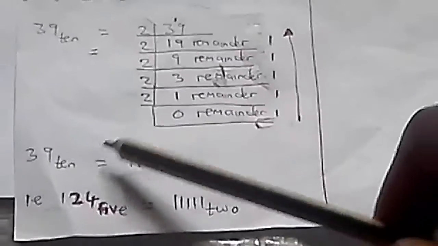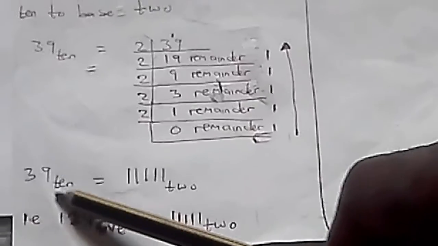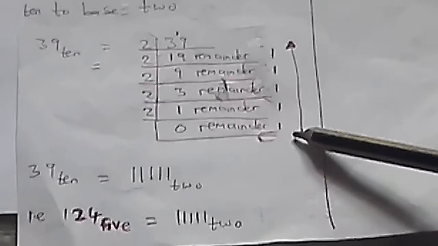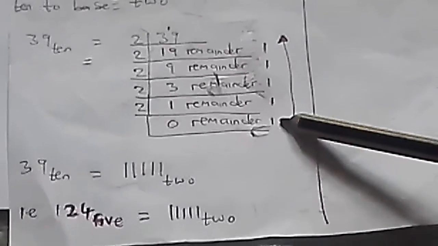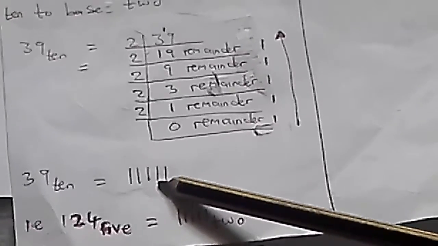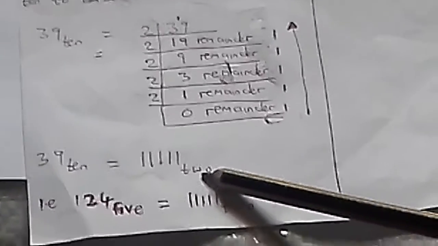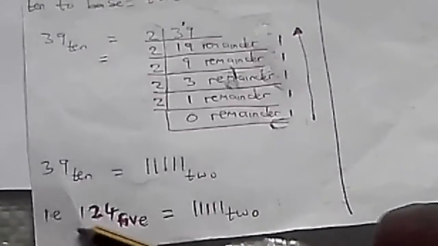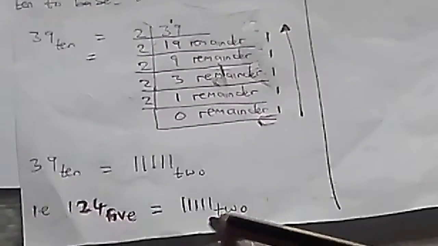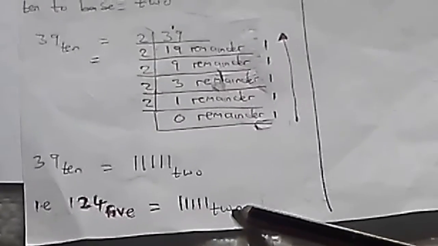Then you come down here and it says 39 base 10 is equal to what? Remember, you count from the bottom to the top, like 1, 1, 1, 1, 1. Now we have 1, 1, 1, 1, 1, then base 2. Can you see that 124 base 5 is equal to 1, 1, 1, 1, 1 base 2. And that is your answer. You can see how easy it is.